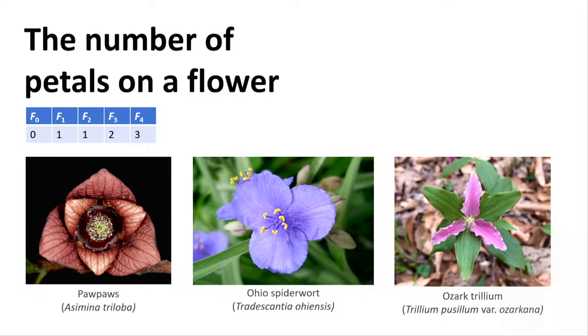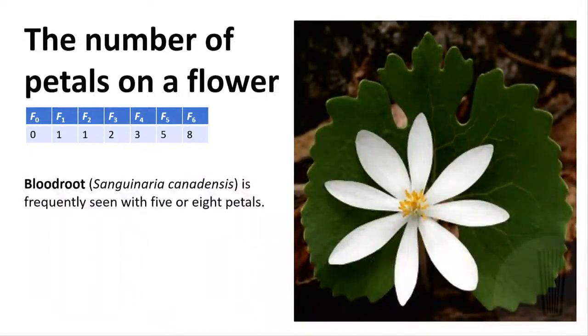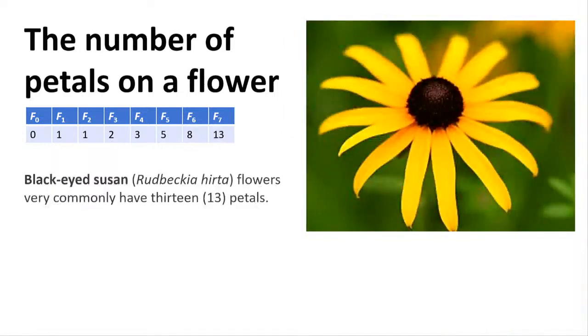We see threes show up a lot in petals, especially when we look at trilliums or pawpaws. We see this other secondary set of what looks like petals. Usually they're sepals, or they can be leaves. Five is another common number for petals on flowers. For bloodroot, a native species here, frequently seen with 5 or 8 petals. Black-eyed Susans very commonly have 13 petals.